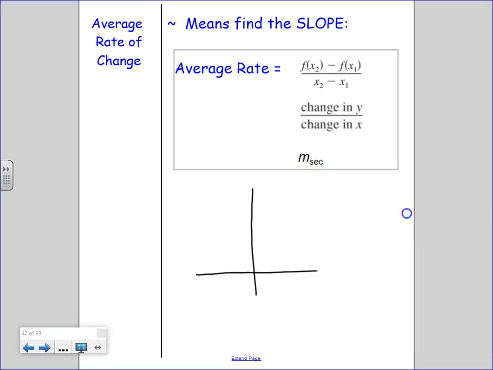I'm going to do a swoopy swoop this. Oh, I don't like my line. Okay.